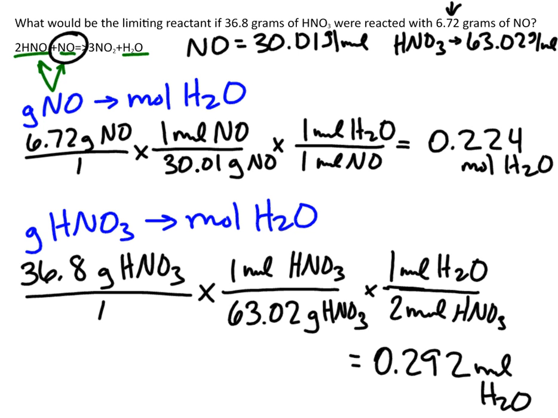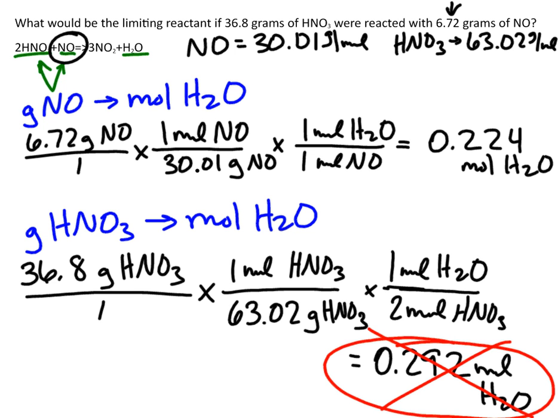So this down here, I'm not going to be able to make with these amounts of the reactants, because I won't have enough nitrogen monoxide to make that much water. So this right here is how many moles of water I can make. And because the lesser amount of the product being made is based on the nitrogen monoxide, it is our limiting reactant.